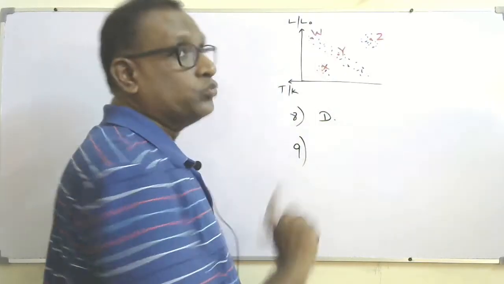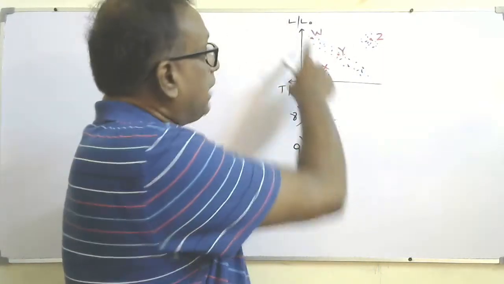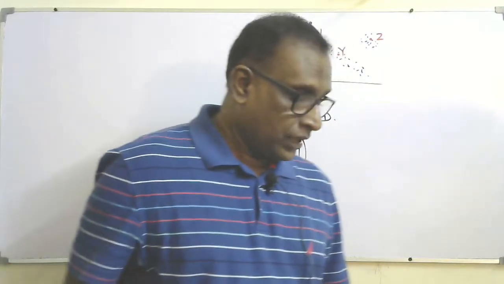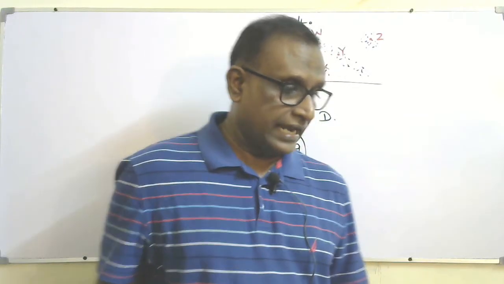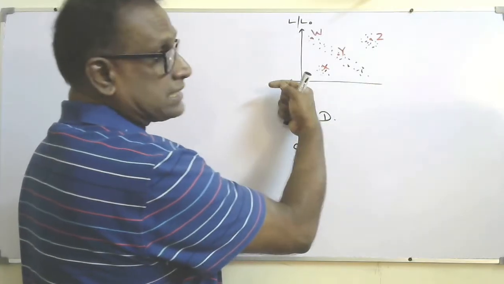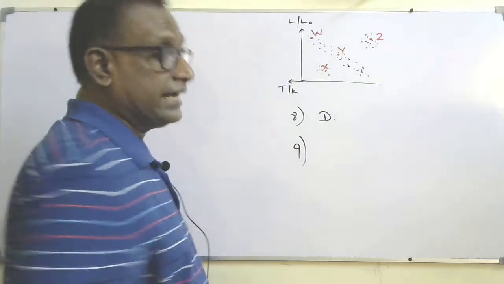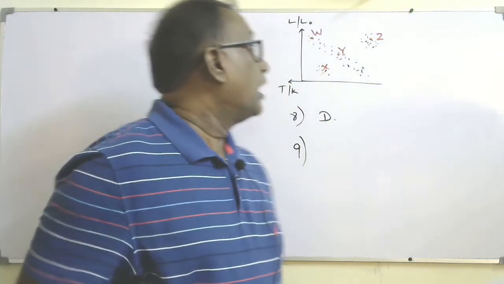So W and Y won't have the same mass. Actually, W will have larger mass than Y. Second statement: W has a lower surface temperature than Z. That is also wrong, because you know temperature increases towards the left, and towards the right, temperature decreases. So the temperature of W is greater than the temperature of Y.